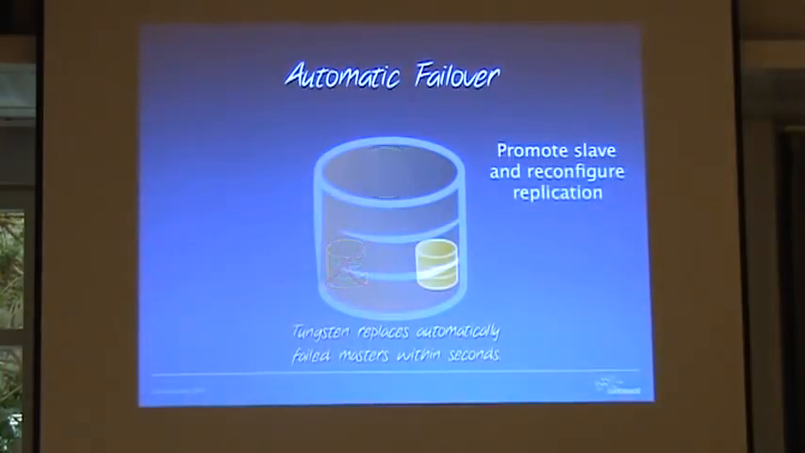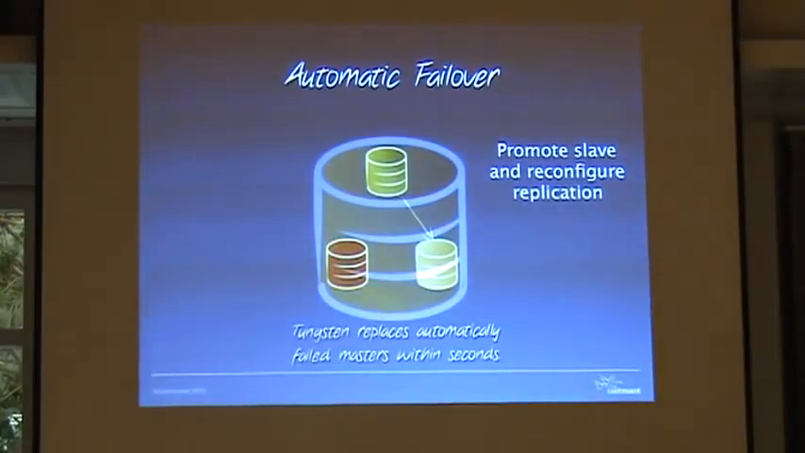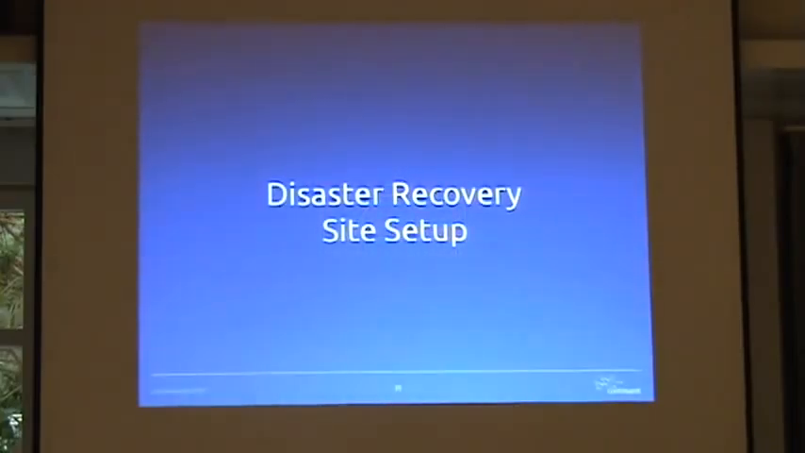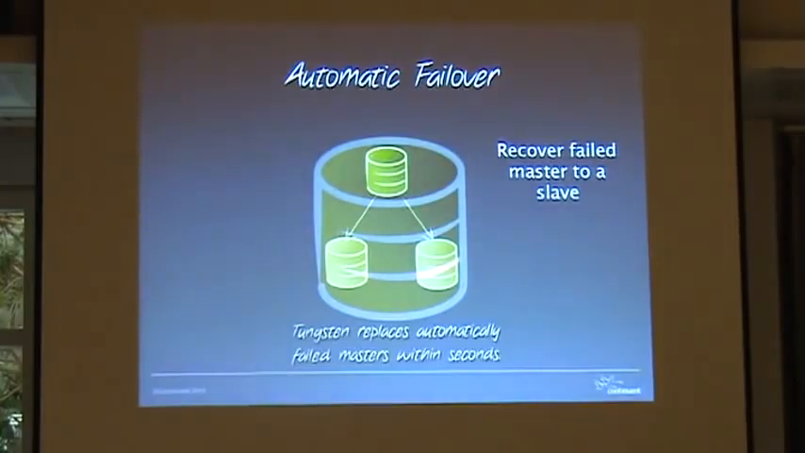This slave is then promoted to a master, and the other slave is reconfigured to connect to this master. So it wouldn't hang in the air, because its old master is now gone. And then what you usually want to do is recover the failed master. And again, in the console, this is one command. You just type recover the failed master, and it takes care of everything. So that's how automatic failover works. By the way, in all this, the applications are also rerouted correctly, because the connector is talking with the managers.